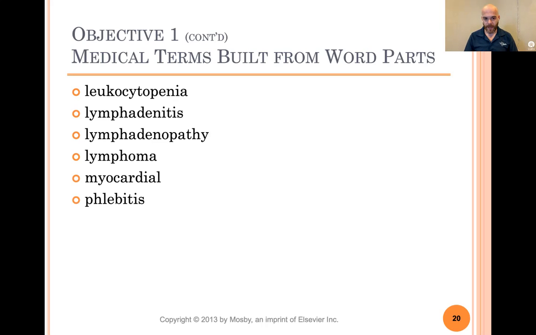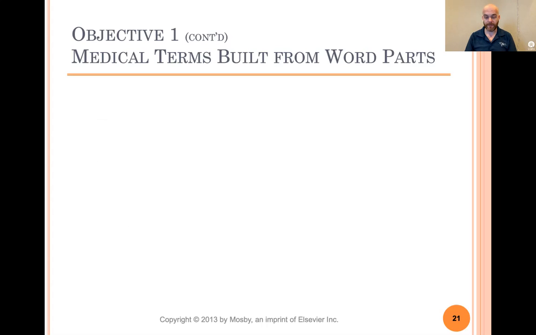Phlebitis, we had phleb today, that means vein. So this is inflammation of a vein. Splenomegaly, these are two new word roots. So we've got splen, which means spleen, and megaly, that means enlargement of. So this is splenomegaly, enlargement of the spleen. A lot of times that can happen after trauma.